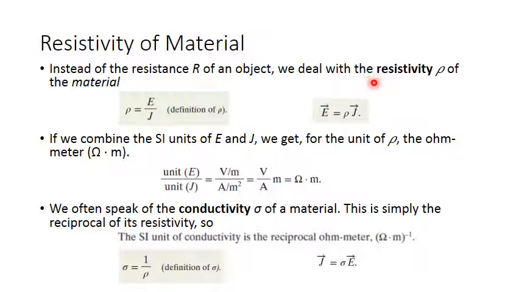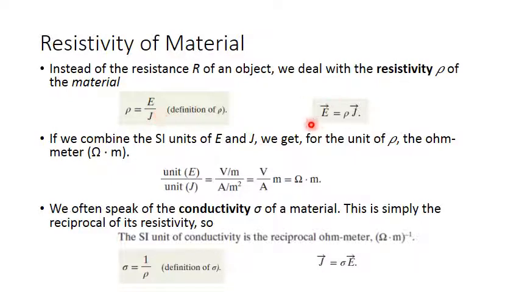Okay? So we are going to define the resistivity of the material as the electric field inside the material, or the electric field between the two ends of the material, over the current density inside the material. The electric field inside the material over the current density inside the material.